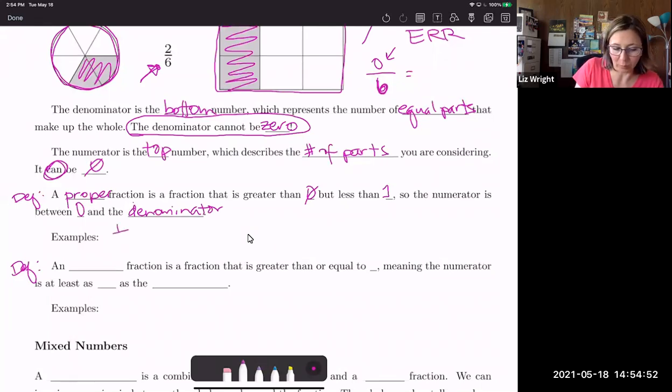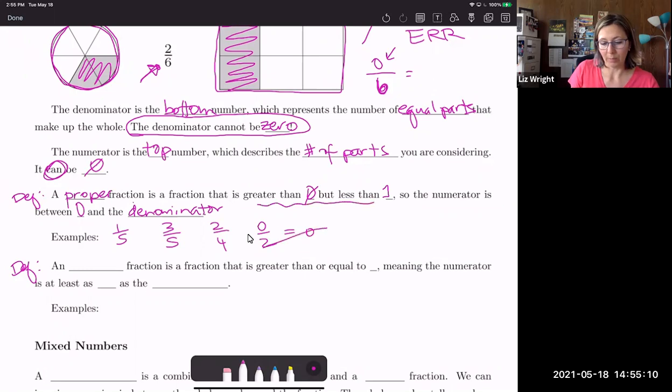So it could be something like 1/5. It could be 3/5. It could be 2/4. Could it be 0 over 2? 0 over 2 is going to equal 0. Is that greater than 0 but less than 1? No. So that's not going to be considered a proper fraction. And it says the numerator is going to be between 0 and the denominator. And again, our proper fraction has to be greater than the quantity of 0. That means when we've simplified it, or if you take it and you put it into a decimal form, it's got to be greater than 0 but less than 1.